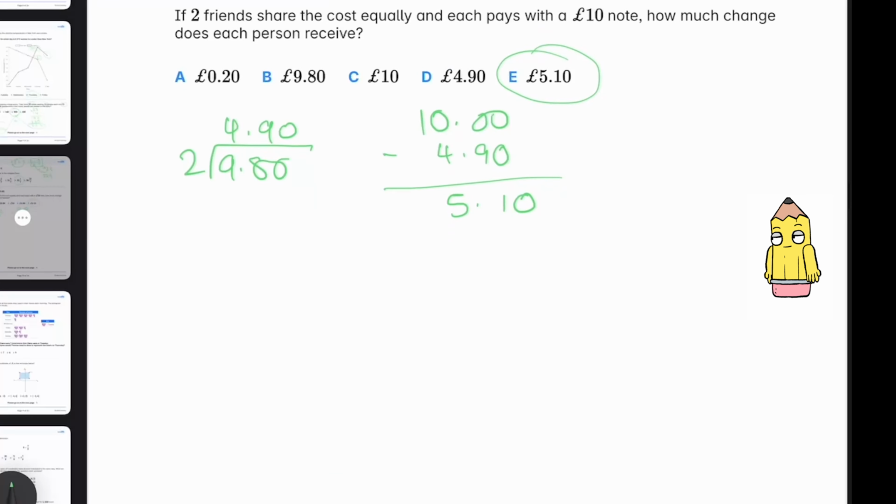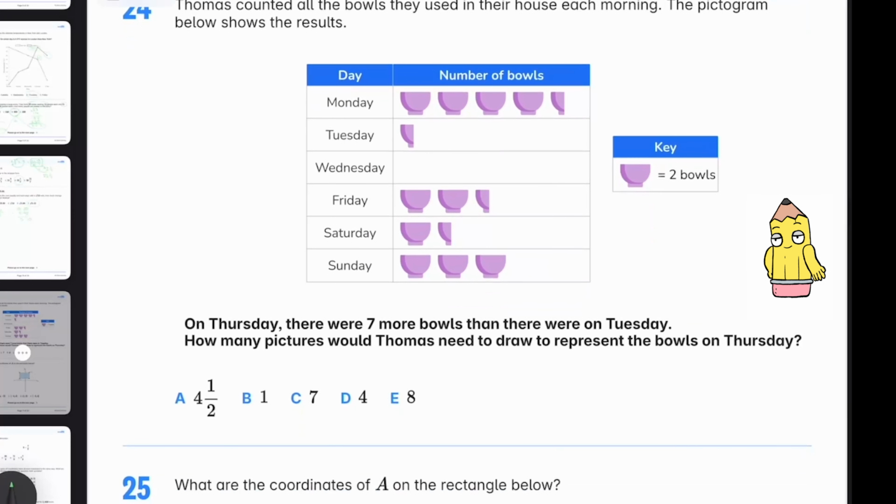Question 24. Thomas counted all the bowls they used in their house each morning. The pictogram below shows the results. On Thursday, there were 7 more bowls than there were on Tuesday. How many pictures would Thomas need to draw to represent the bowls on Thursday?